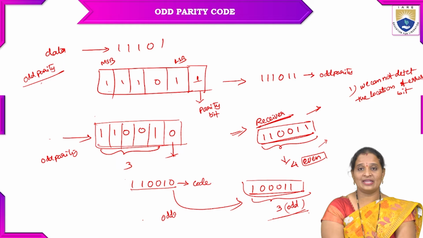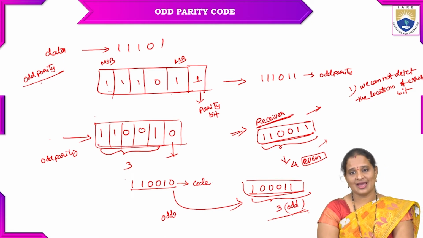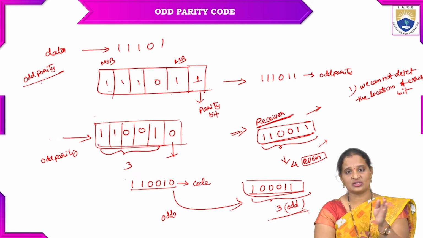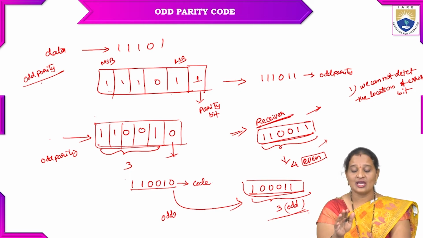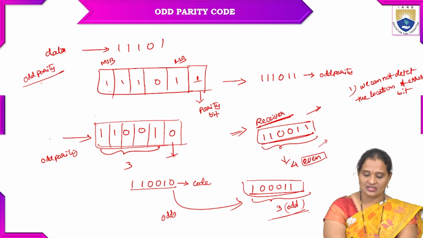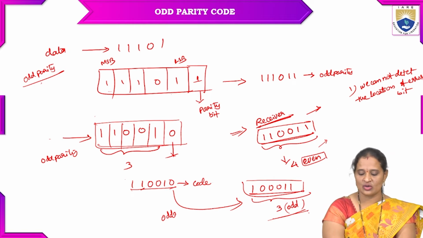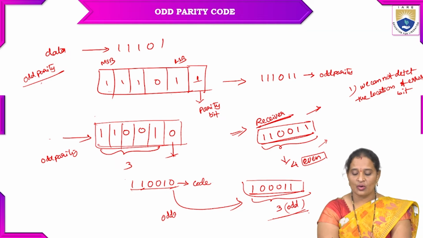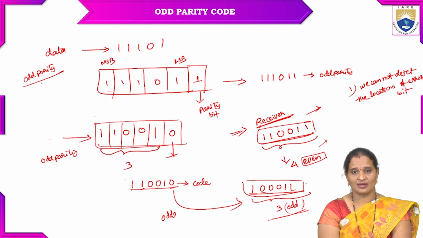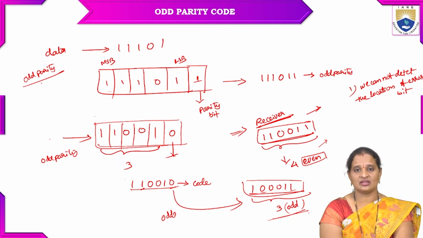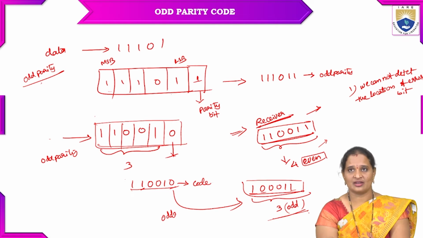So, as the parity is matched with the transmitter side, the receiver will think that there is no error. But actually, there are 2 error bit positions. Here, this is an error and this bit is also an error bit position. Even though we have 2 errors here, the parity is matched. So, the receiver will think that the message received is correct.